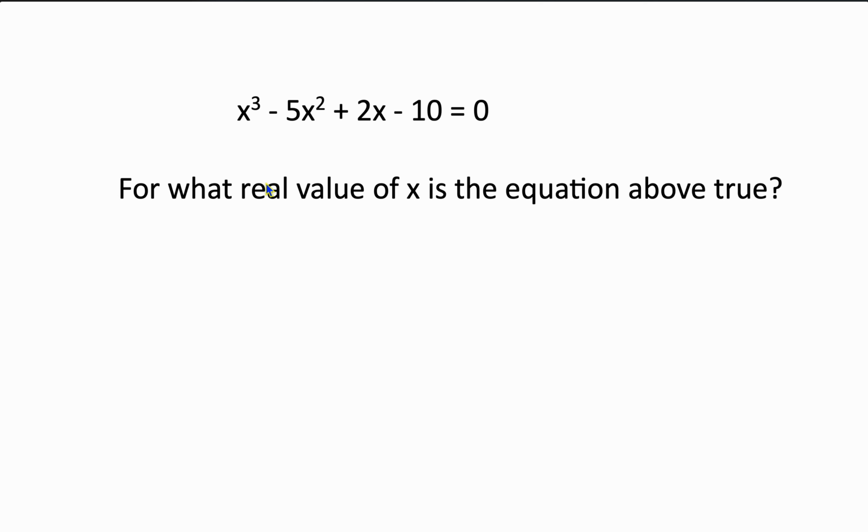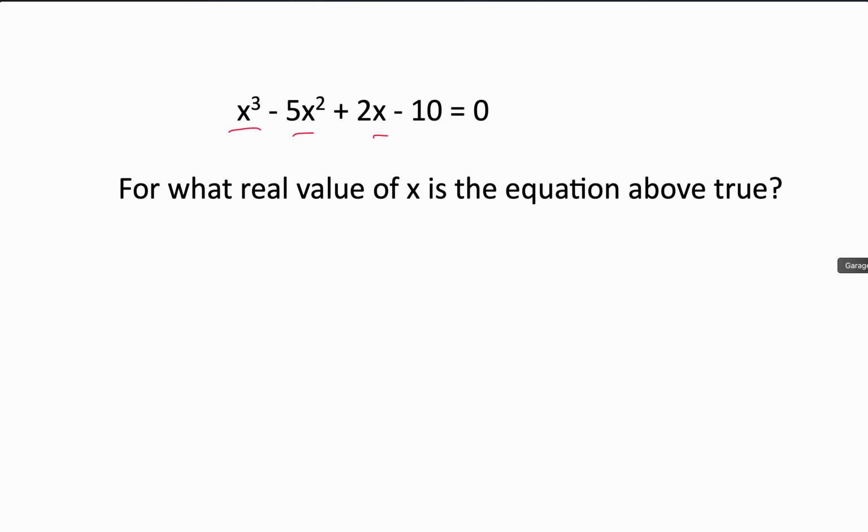So today we try to solve for a real value of x, and the problem is this. If you have x cubed minus 5x squared plus 2x minus 10 equals 0, for what real value of x is the equation above true? So basically we try to solve for x here. So how do we do this?